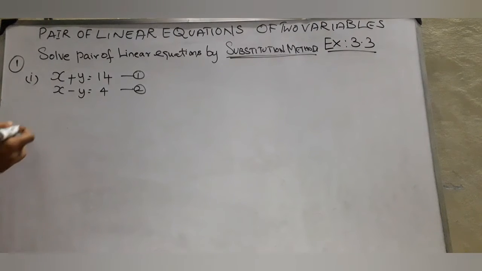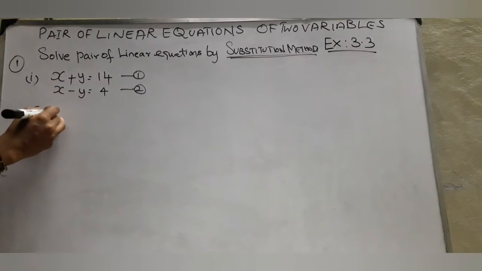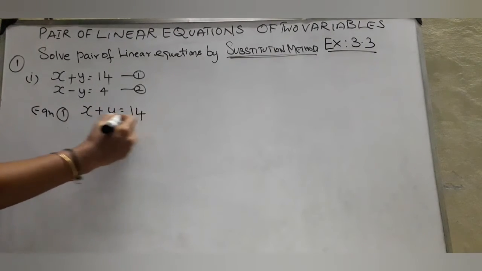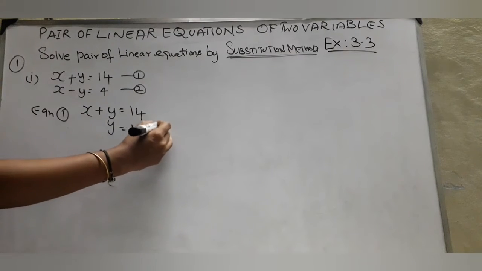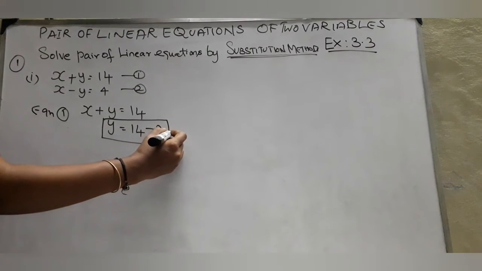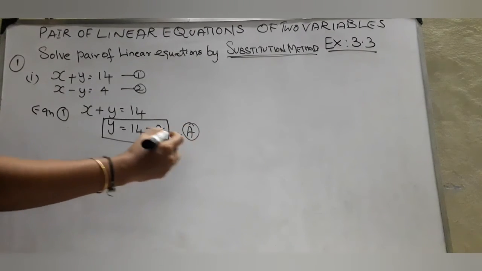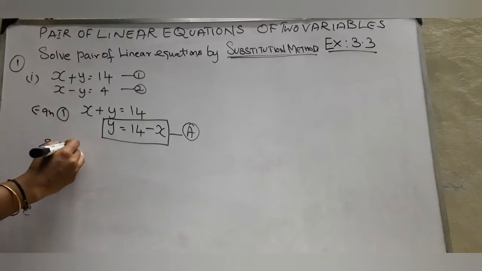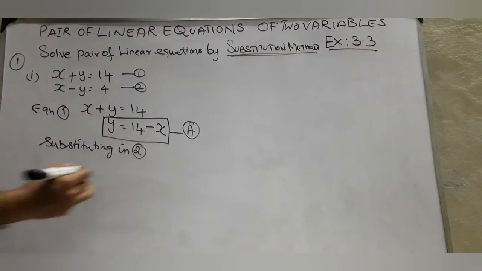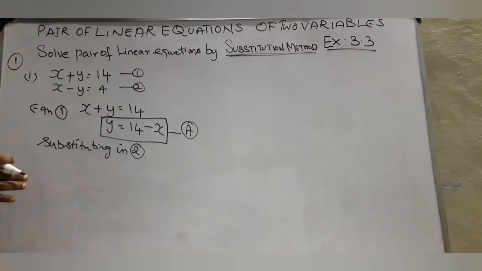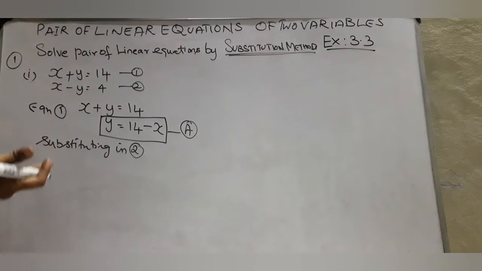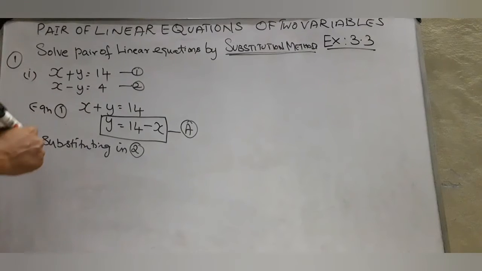Now, let's take equation number 1. x plus y is equal to 14. Now, I can write y is equal to 14 minus x. This y value should be substituted in equation 2. You should substitute in another equation, not in the same equation. If you substitute in the same equation, it will be nullified. So you have to substitute in the second equation.